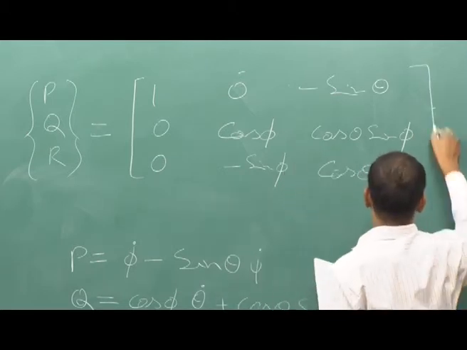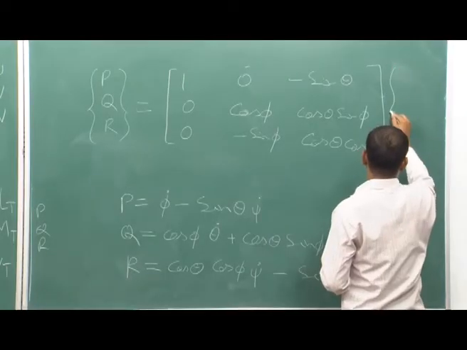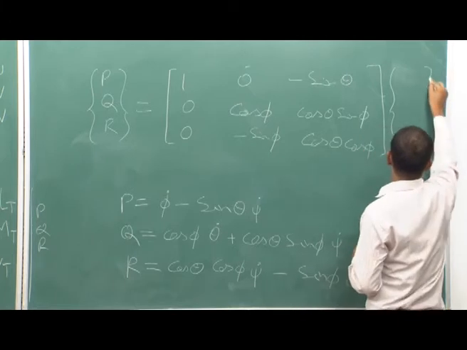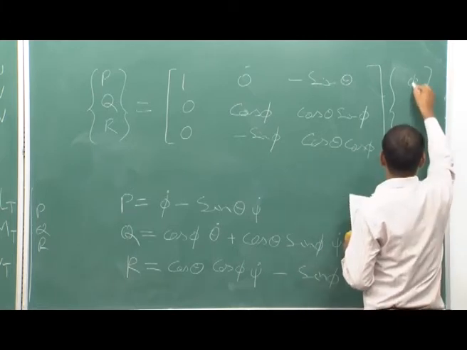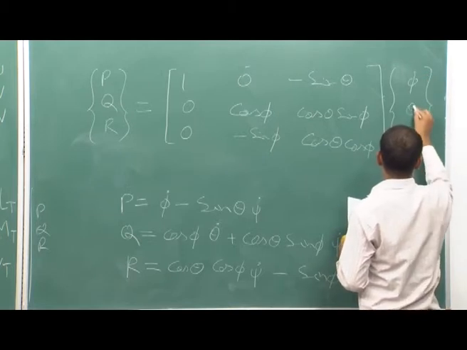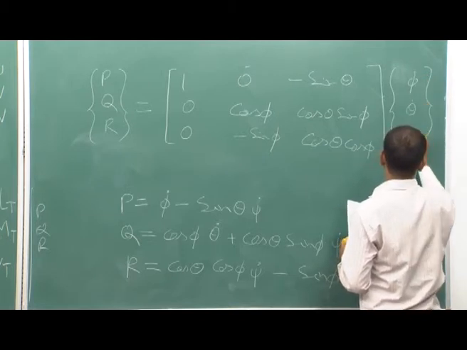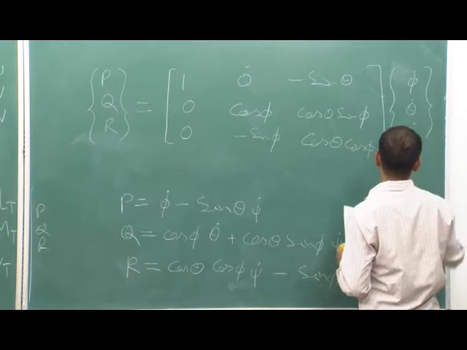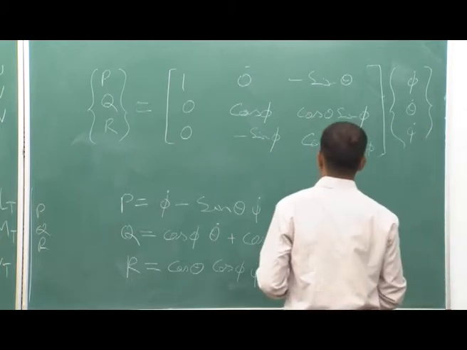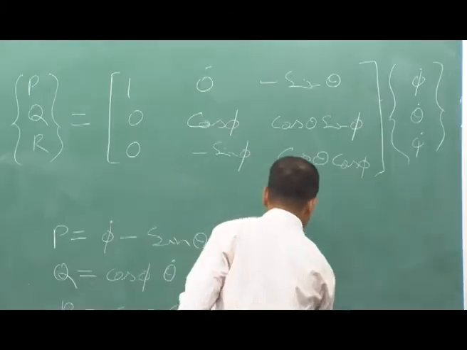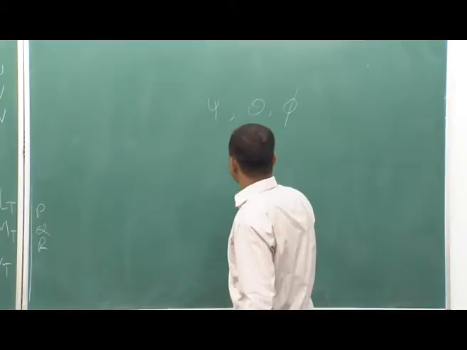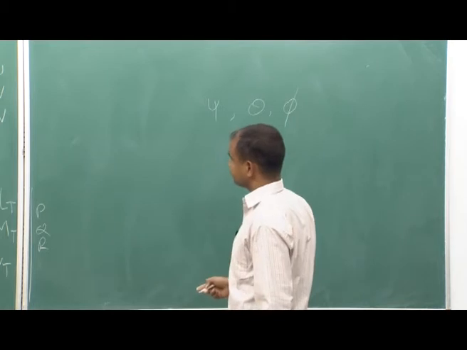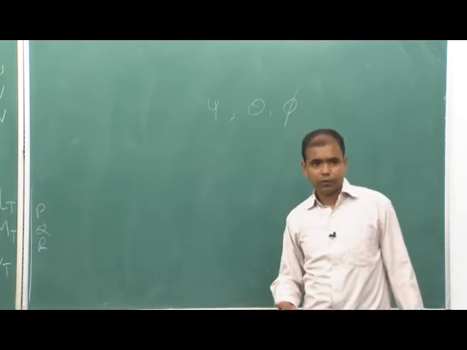And this, in multiplication with phi dot, theta dot and psi dot. This set of equations we call the kinematic equations. Once we have this psi, theta and phi, we know the orientation of the aircraft.